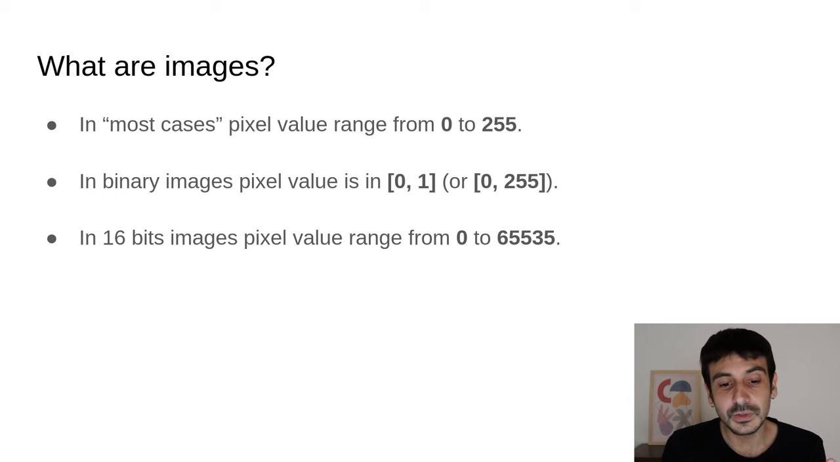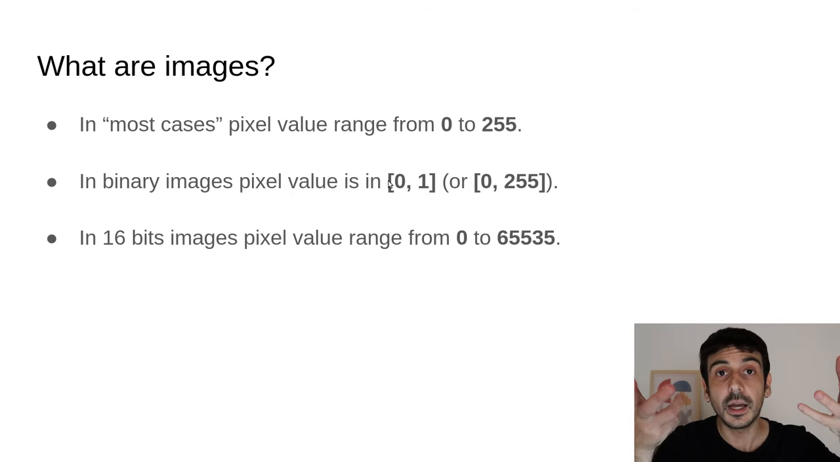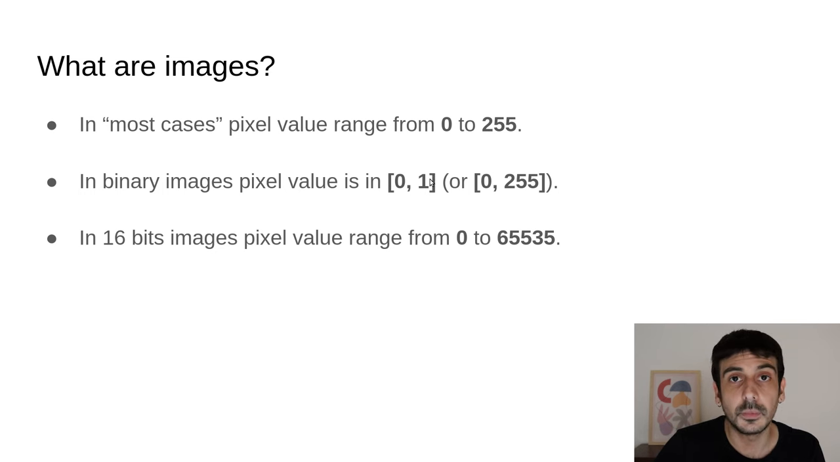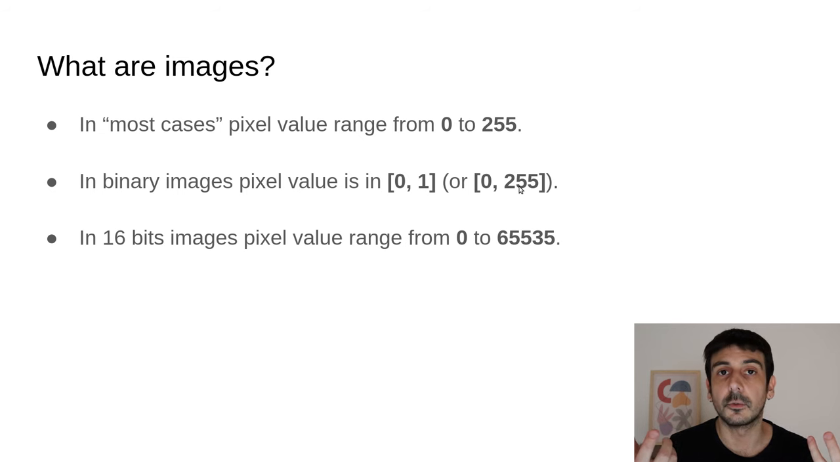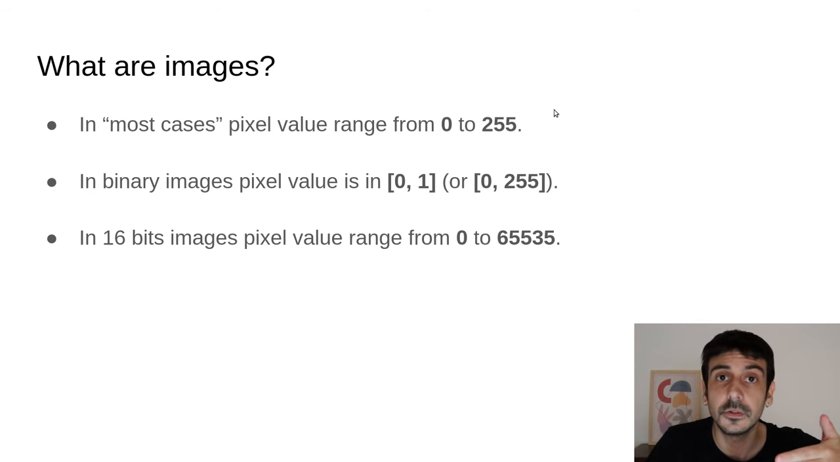Now, there will be some situations in which we will have another range, or a different type of values for the pixels. A very specific example is what happens with binary images. In binary images, absolutely every single pixel will be either black or white, and its value will be either 0 for black pixels or 1 for white pixels. In some situations, you can also see it as either 0 or 255. So in binary images, we will not have a range from 0 to 255, but for every single pixel, one of these two values, either 0 or 1, or in some cases, either 0 or 255.